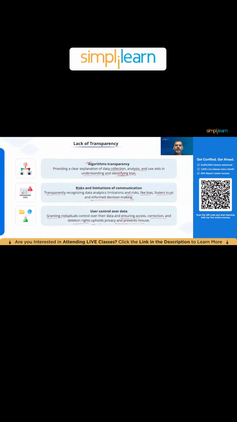Your algorithm should be very transparent in terms of how the data was collected, whether there is any bias in the data or not, and what the limitations or the risks involved with the communication are. That should also be very clear. And finally, you should give control to the user, so that if he is not interested, he can erase the data. He can modify the data. He can alter the data. It is not like once the data is collected, the user has no rights or no control over the data.